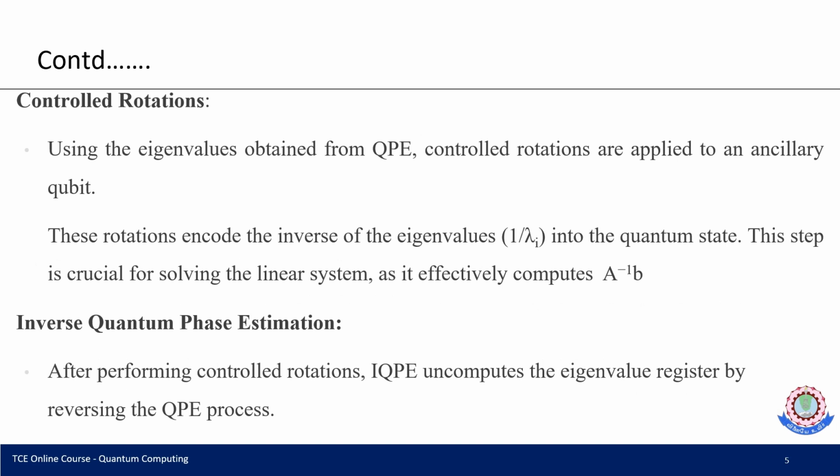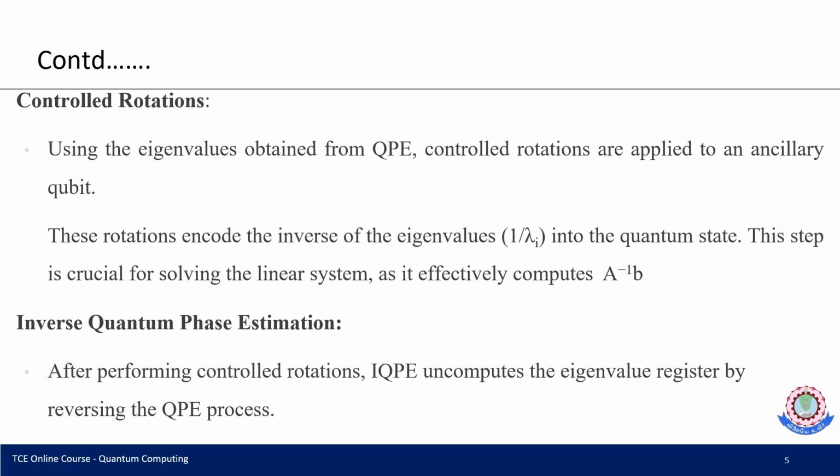Next is controlled rotation. Using the eigenvalues obtained from QPE, we apply rotations to the auxiliary qubits. These rotations encode the inverse of the eigenvalues, 1 by lambda i, into the quantum state. This step is crucial for solving the linear system as it effectively computes A to the power minus 1 B.